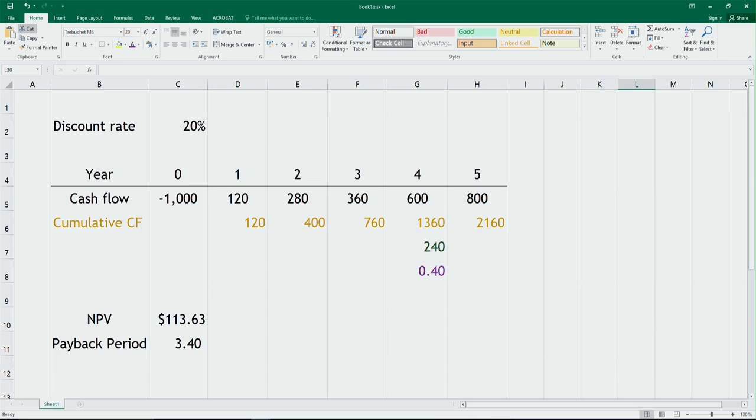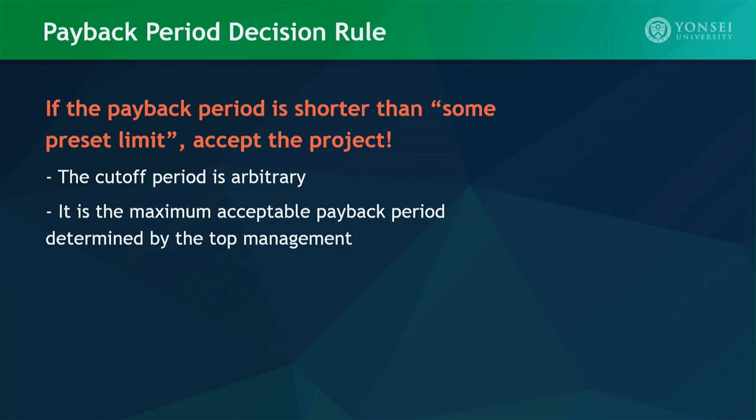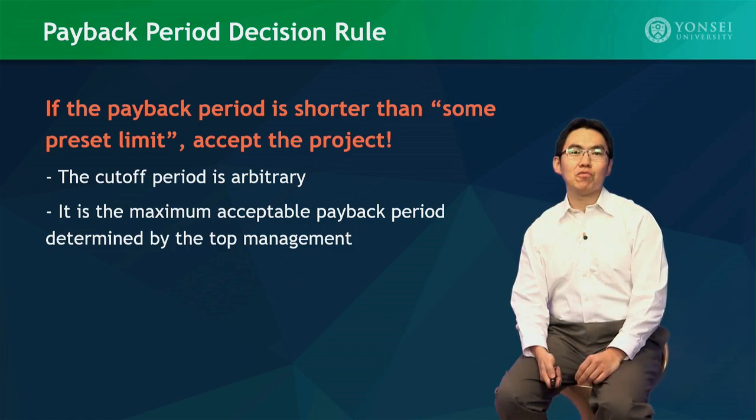Depending on the situation, sometimes it will be better to know the exact number instead of just having a range, such as between 3 years and 4 years. And now it is time to learn how to make a decision using the payback period rule. The rule for the payback is that we accept the project if the payback period is shorter than some preset limit. It means that different companies will use different cutoff periods for the payback rule.